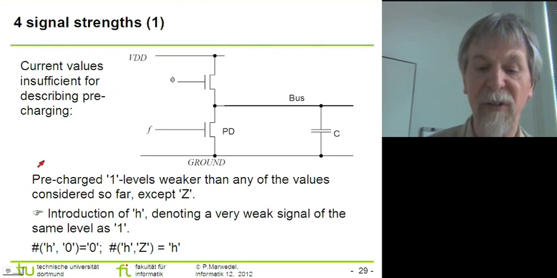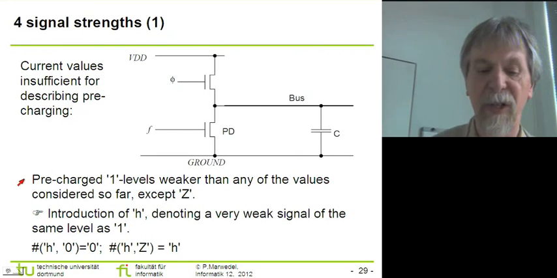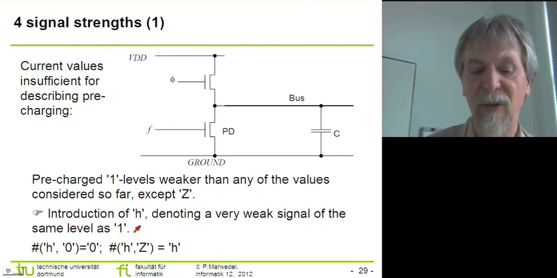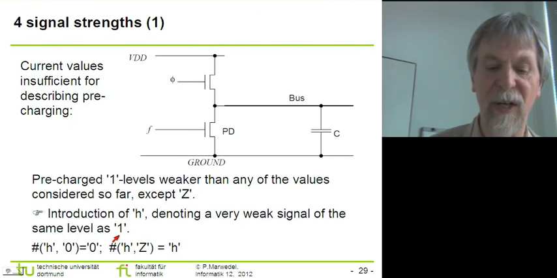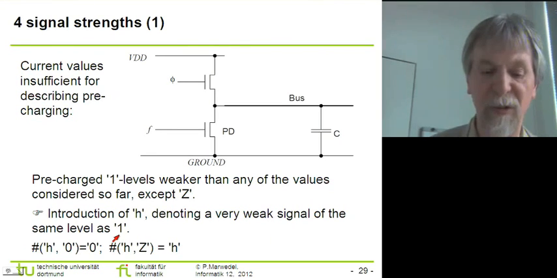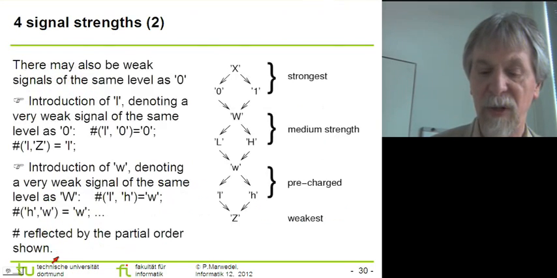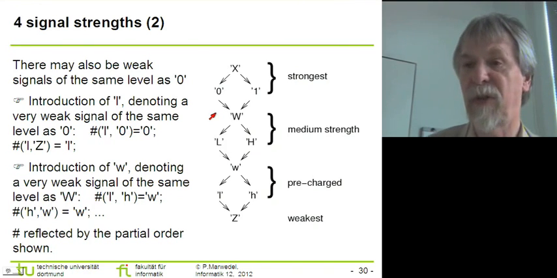So the signal values which are provided by this pre-charging logic are weaker even than the weakest logical signals that we have considered so far, except the value z, because z is still the weakest signal of all the signals. So in order to consider these extremely weak logical signals, we are introducing a lowercase h, which is a very weak signal of the same logic level as a 1, but the driving capability is extremely small. So again, we are defining this sharp operation to correspond to the operation that I already showed for this diagram, showing the relative strengths of the different signals.